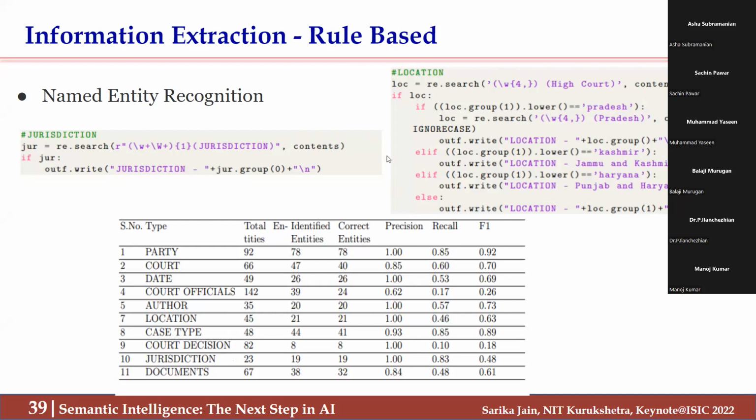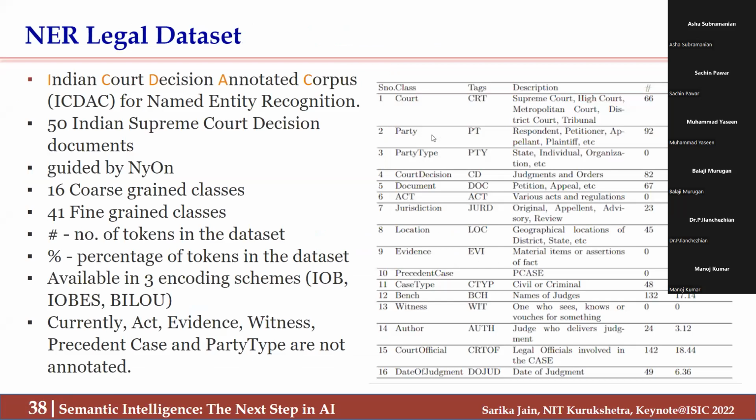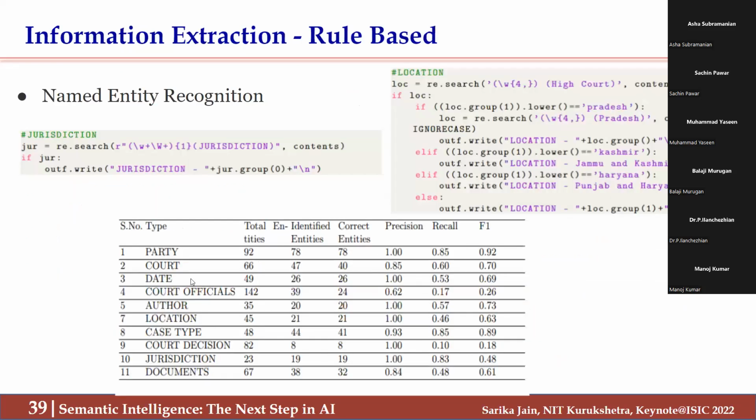So here you could see certain rules we have written for the named entity recognition, and here are the results. For these entity types, as we could see in the data set, for the party entity type, in total in these 50 documents, there were 92 in number. The court entity was 66 in number. These are the total entities in the data set. That is the gold standard we created. The identified entities using such rules, 78 for party and 47 for court, and similarly we found the precision, recall, and F measure.